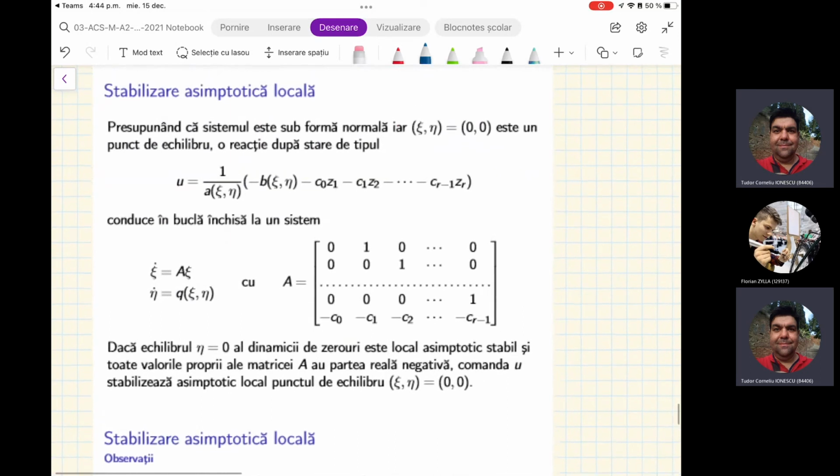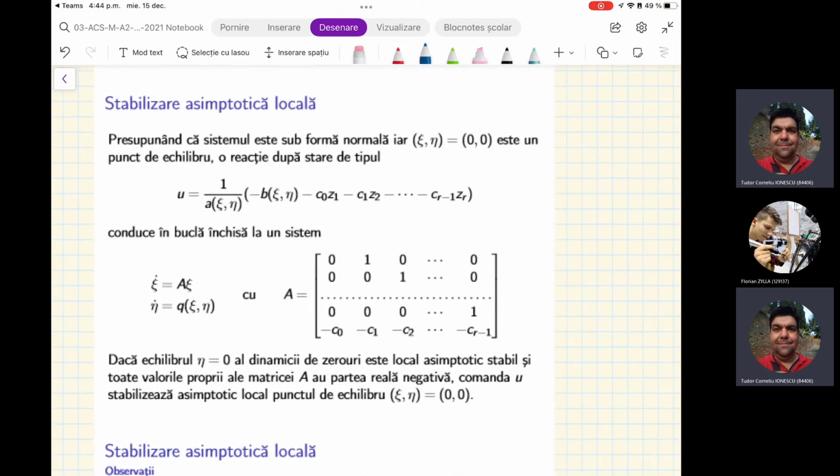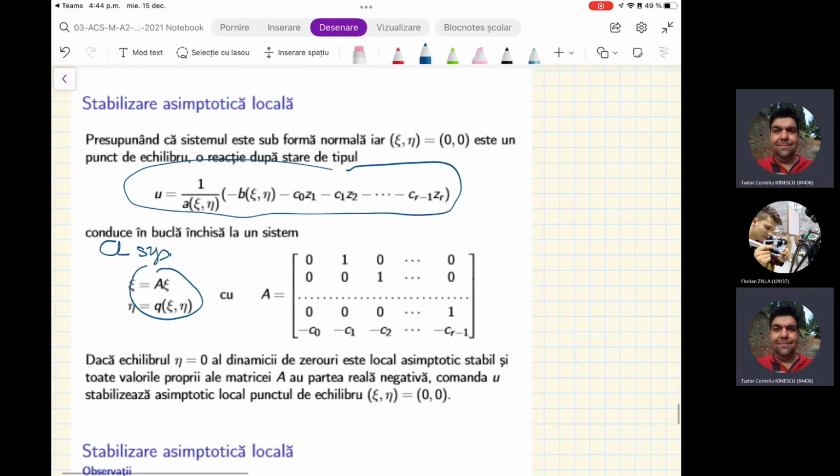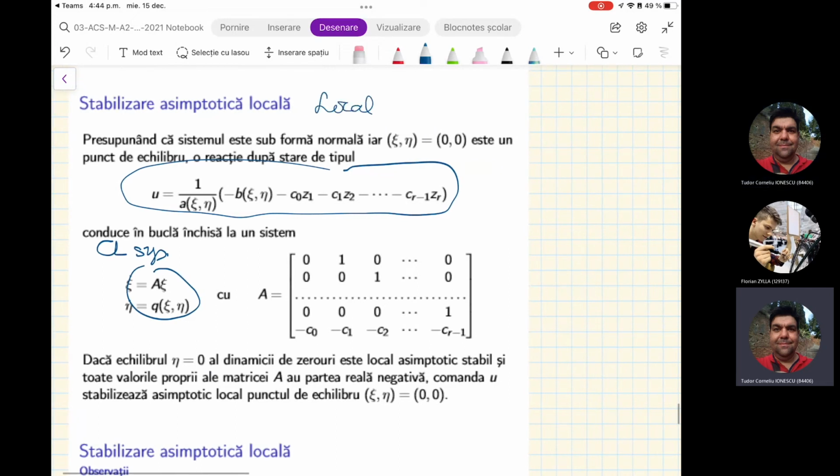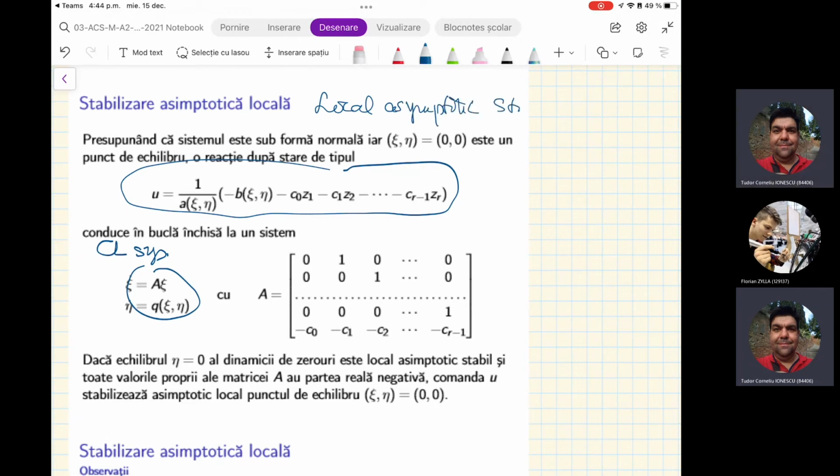And you can also do local asymptotic stabilization. You take this particular control law. Okay. And in closed loop, the closed loop system. This is the closed loop system, and this is the A matrix. Note that this is a canonical form A matrix. Okay, it is the companion of this polynomial.